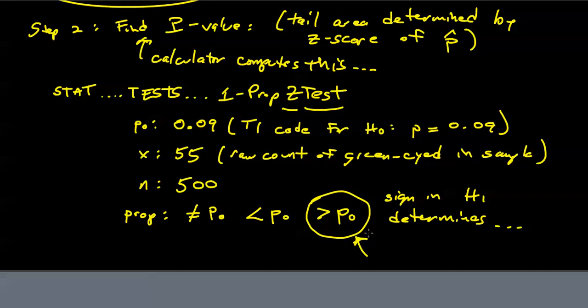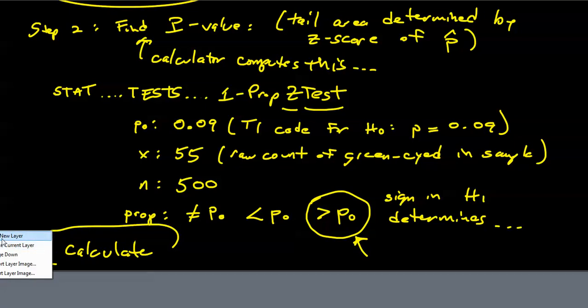So in this case, where you've got a right-tailed test, highlight greater than p sub 0, and of course then we'll want to calculate. So highlight and select the calculate command, and we'll get a results screen, which I will have to get to a new layer to expose. Hang on a minute. Delete current layer.